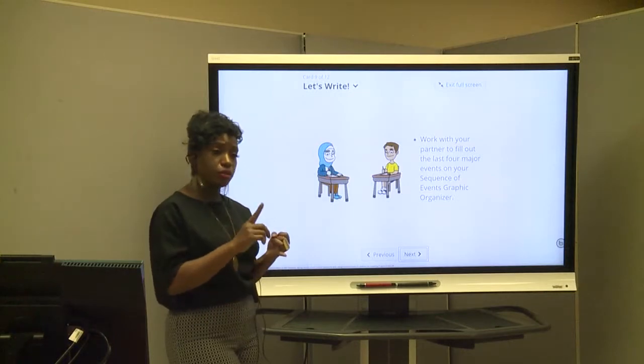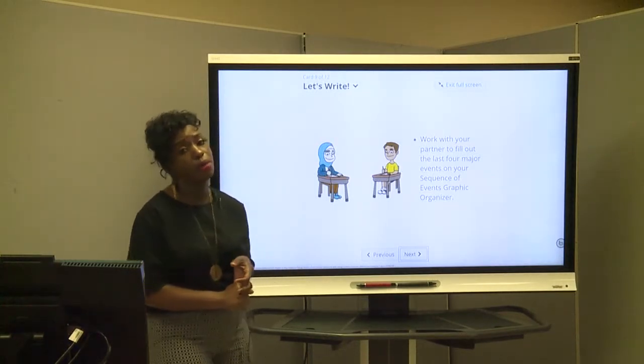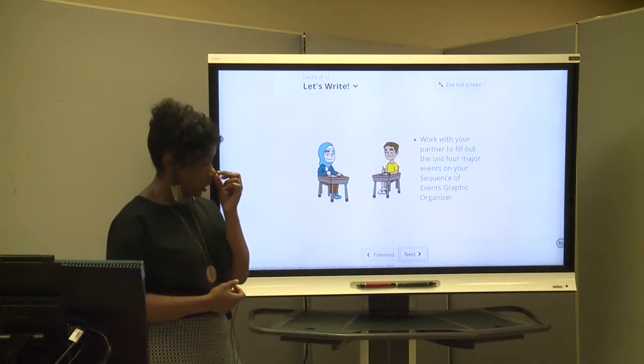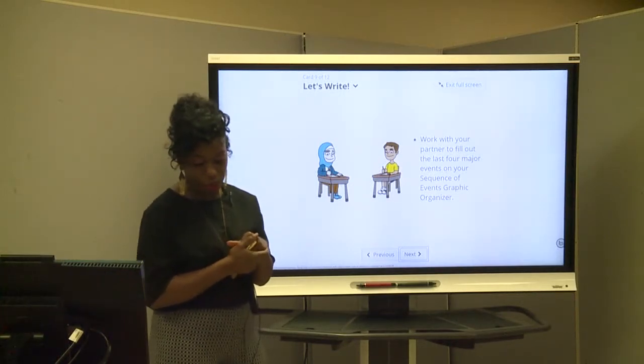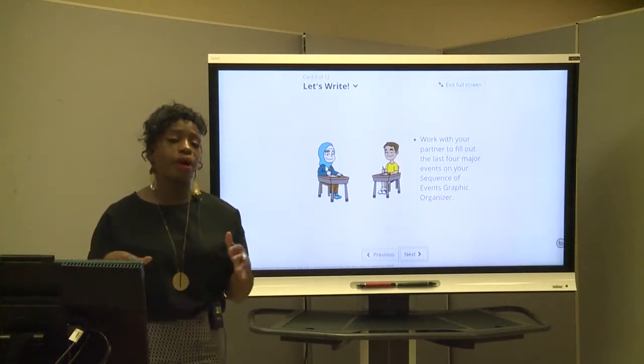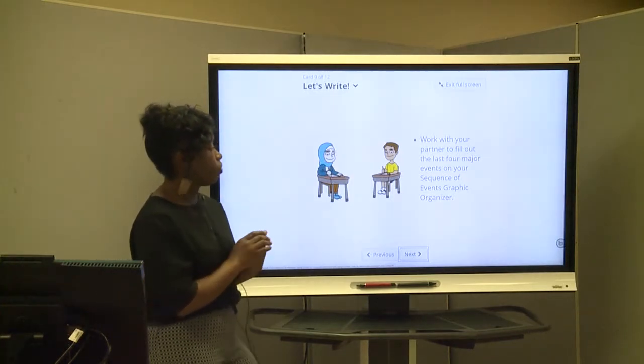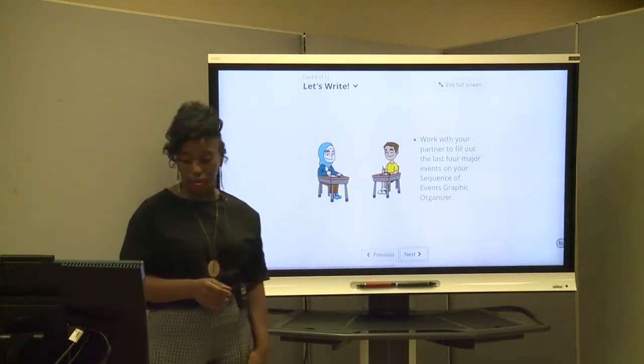So we have the first two, the storm and him making it to the building with all the books. So what would be the next four things that would happen in this story? For about 5 minutes, we can pause right here and you can work with your partner to fill in this part of the graphic organizer.